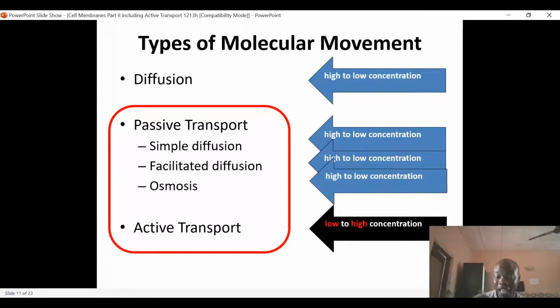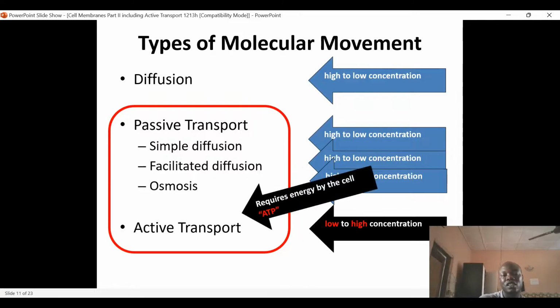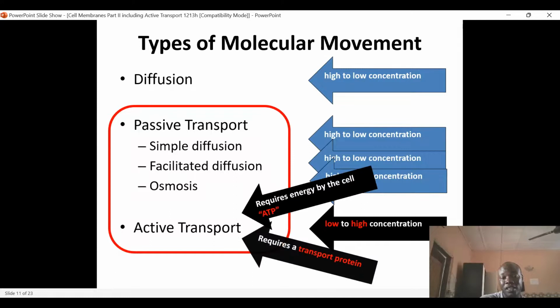In addition, active transport is highlighted in black and red color because in the case of active transport, the molecules are moving from the region of lower concentration to the region of higher concentration, but if you look at the previous ones, all go from the region of higher to lower. Active transport requires energy, protein channels and protein carriers, and it moves molecules from the region of lower concentration to the region of higher concentration. So it requires energy from the cell, that is ATP, and it also requires a transport protein.